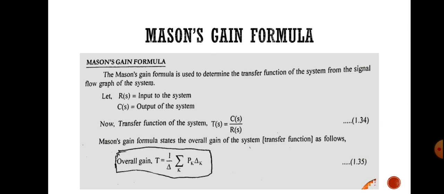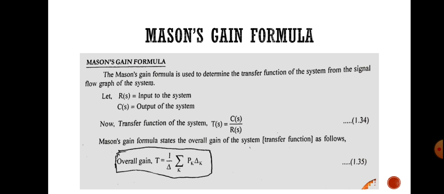First of all, you should know Mason's gain formula by heart. Mason's gain formula is used to determine the transfer function of a system from the signal flow graph of the system. In that signal flow graph, R(s) is the input to the system and C(s) is the output of the system. The transfer function of the system is T(s) equal to output divided by input, that is T(s) = C(s)/R(s).